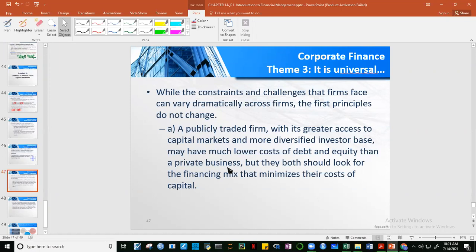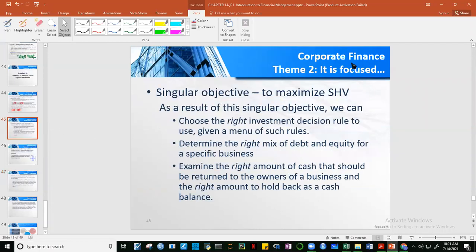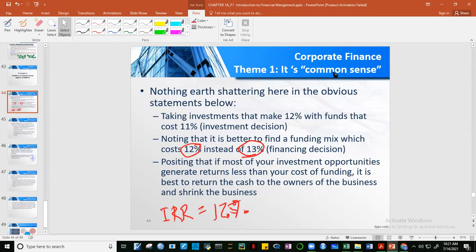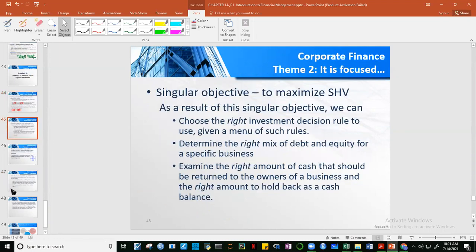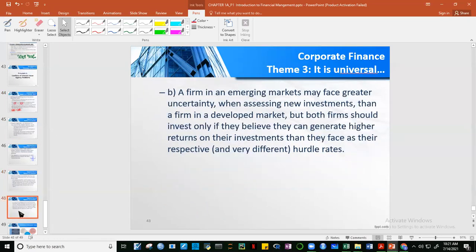So whatever industry, whatever size of the firm, the financing mix decision still has to be adopted. Okay, walang exception diyan. Kahit anong industry ka, sa investment decision dapat pipiliin lang yung mga investments where the returns are higher than the cost of capital. Dapat nasusunod pa rin yun. Walang exception, guys. Kaya sinasabi natin dito, it's not only common sense, it's also focused, and it is universal.